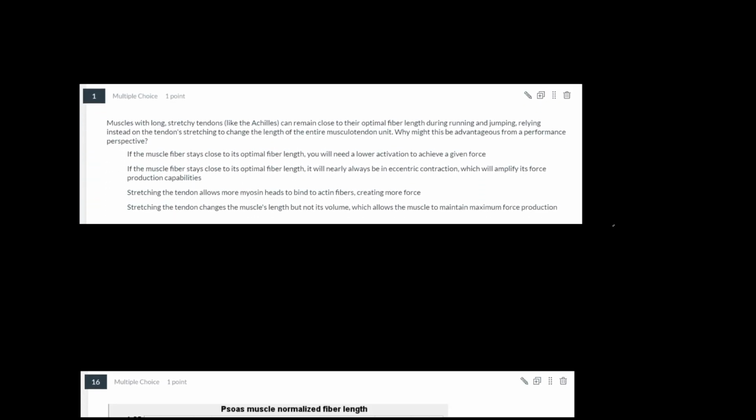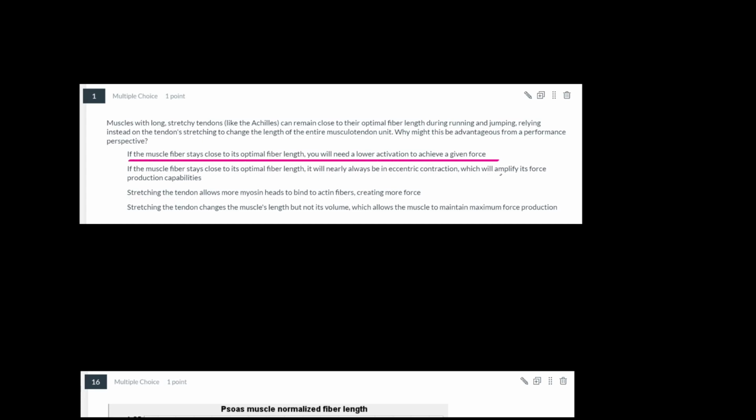Okay, just 3 more questions to go in this category. So muscles with a long stretchy tendon like the Achilles can remain close to their optimal fiber length during running and jumping. This is true, by the way. Relying instead on the tendon stretching to change the length of the entire musculotendon unit, which is the muscle plus tendon. Why might this be advantageous? Okay.